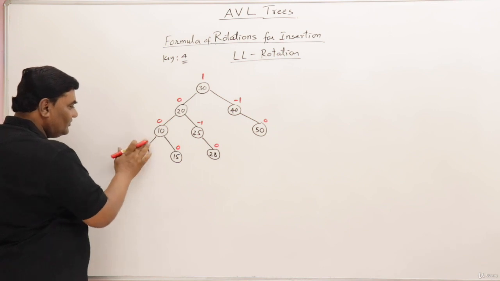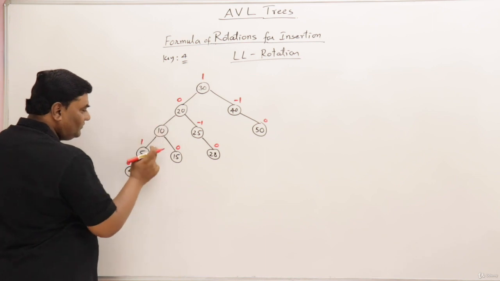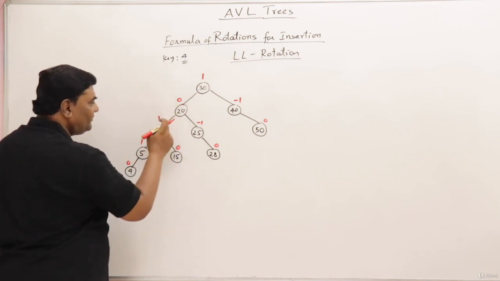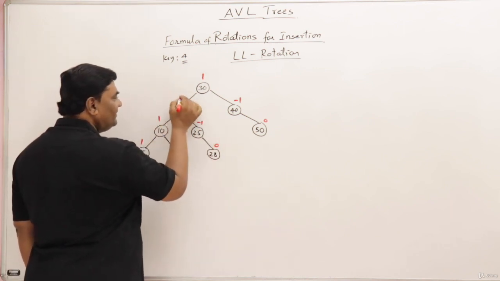So this is 0. What about this one now? This is 1, 0, 1. What about this one now? 1, 2 and 1. So this is 1. 2 minus 1, 1. What about this? 1, 2, 3 and 1, 2. So 3 minus 2 is 1.